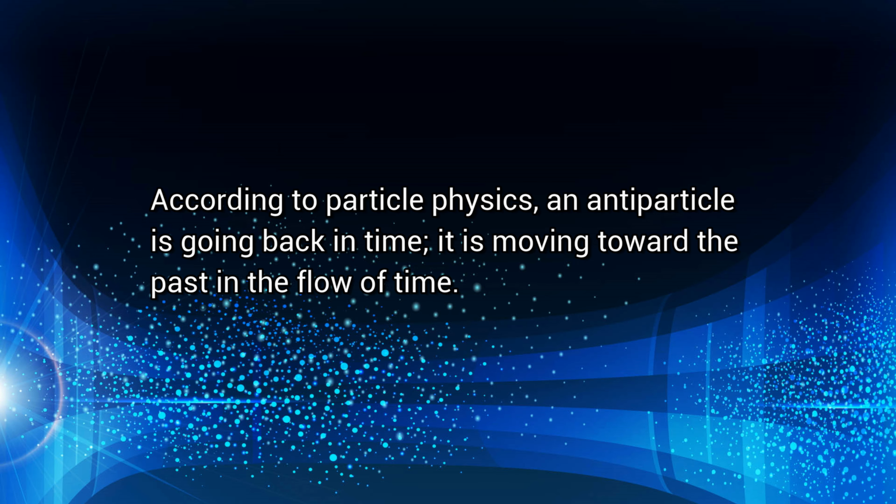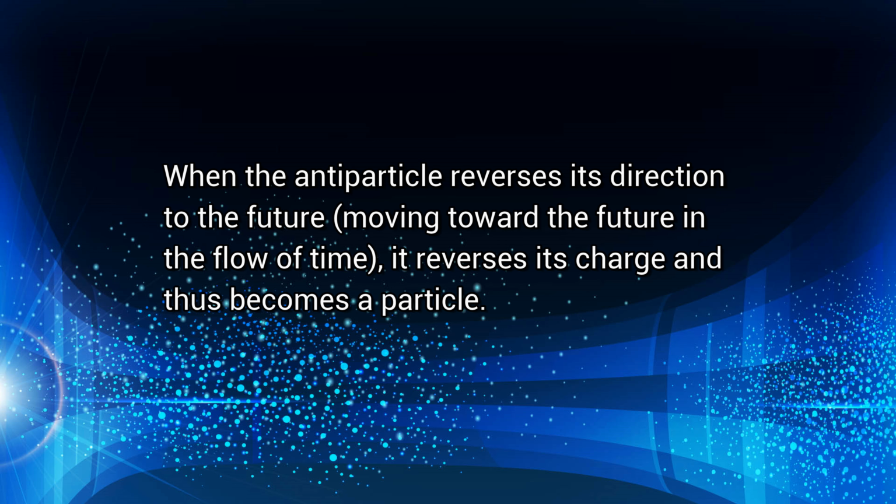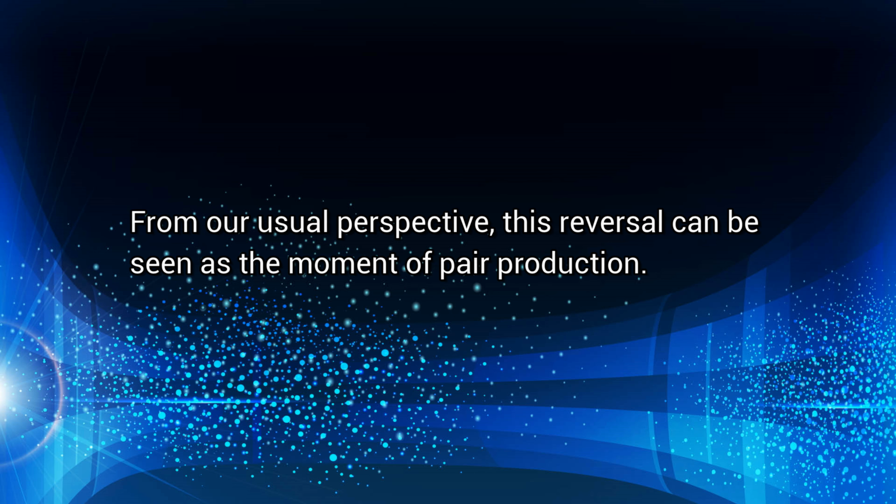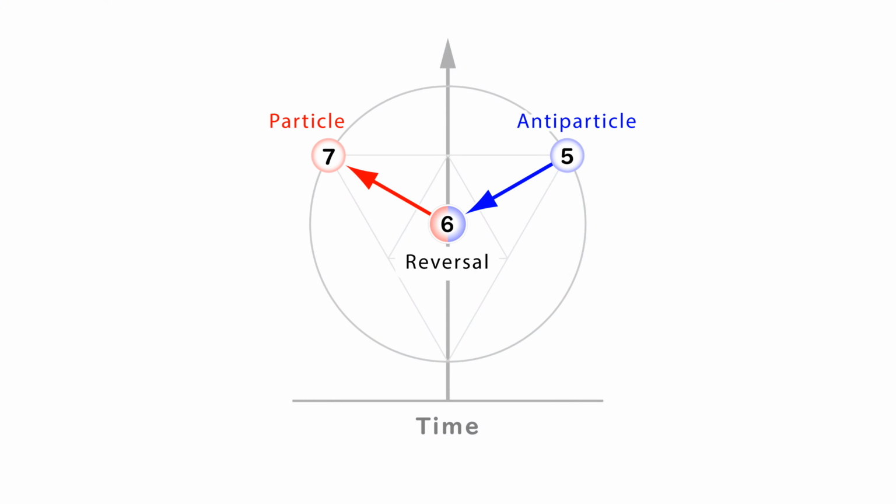According to particle physics, an antiparticle is going back in time. It is moving toward the past in the flow of time. When the antiparticle reverses its direction to the future, moving toward the future in the flow of time, it reverses its charge, and thus becomes a particle. From our usual perspective, this reversal can be seen as the moment of pair production. By analogy, the thinking center is illustrated in this figure. The direction of an introverted 5 is moving toward the past. When it reverses its direction to the future, it becomes an extroverted 7. This whole process is illustrated as sequential numbers 5, 6, and 7.